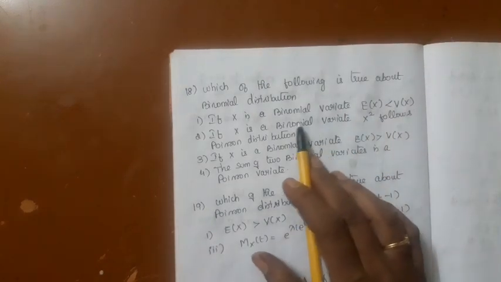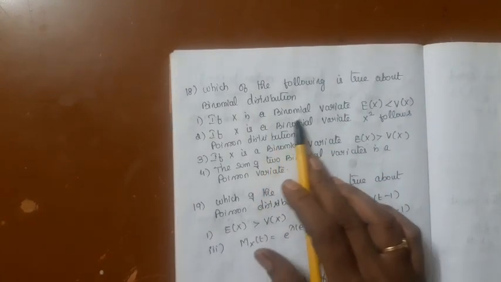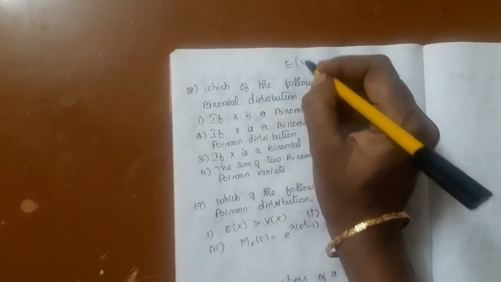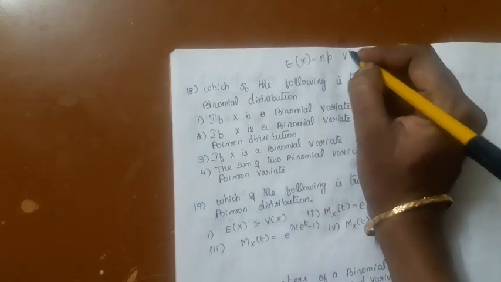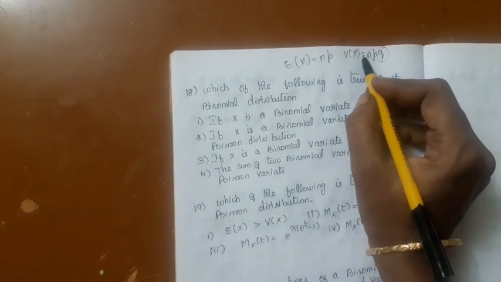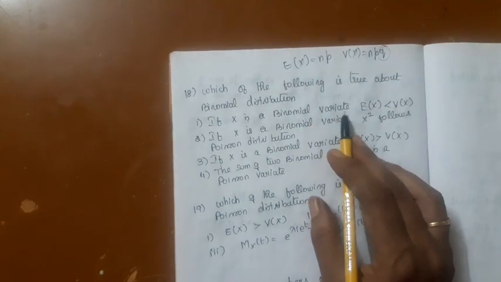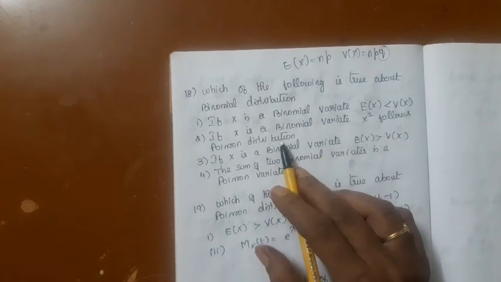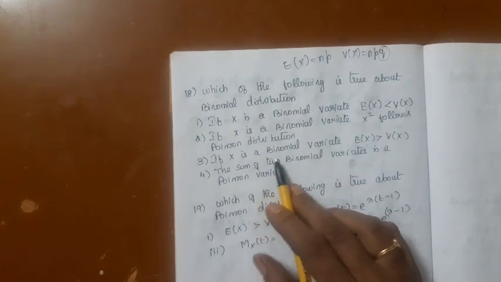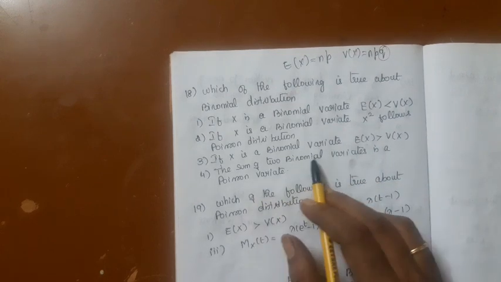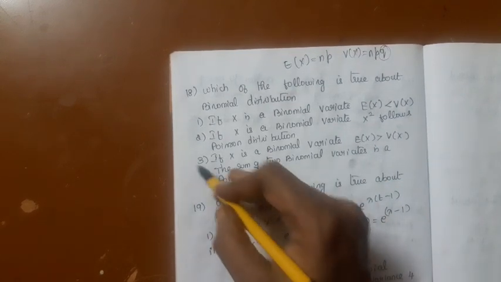Which of the following is true about binomial distribution? x is a binomial variate with expectation of x less than variance of x. No. Expectation of x in the case of binomial is np, and variance of x is npq. I'm multiplying a fractional value, so variance is less. Expectation is greater in the case of binomial distribution. The first one is not true. x is a binomial variate, x square follows Poisson distribution. No. If x is a binomial variate, expectation of x is greater than variance of x. This is true. The sum of two binomial variates is a Poisson variate. No. So which is true? The third one is true.